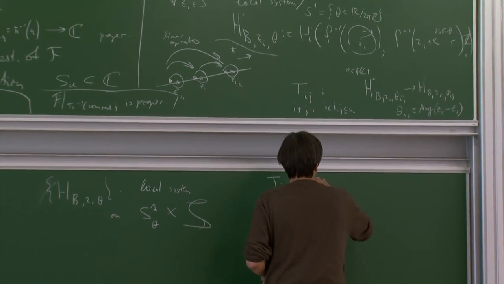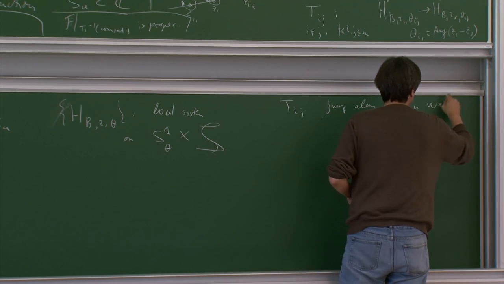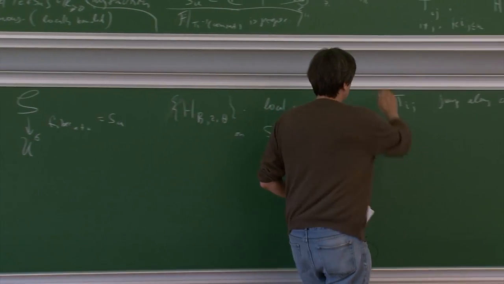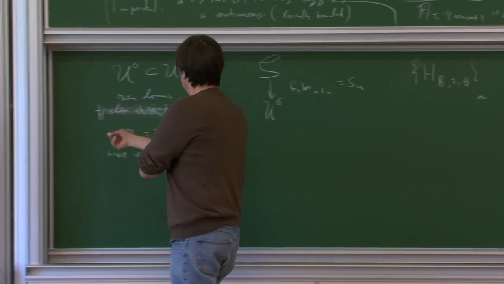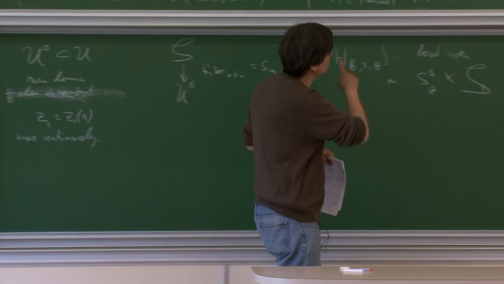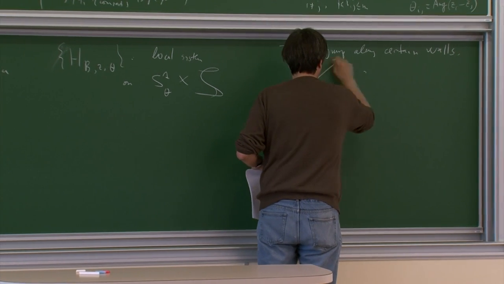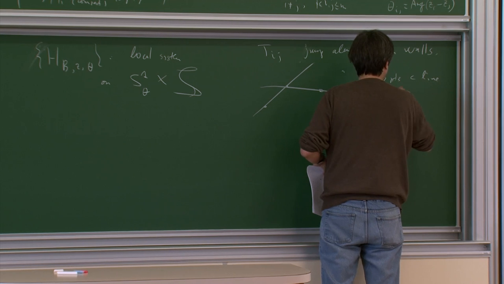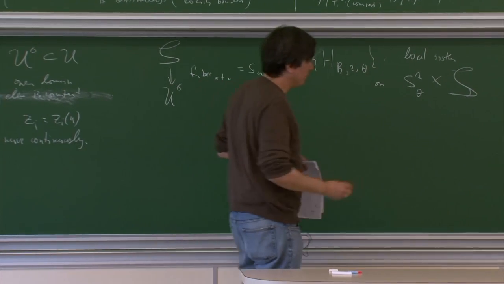G_ij jump along certain walls. And let me roughly describe what is going on. If points move really freely, generically none three of them will lie on the same real line in C, and if you move continuously, then this operator will not jump.